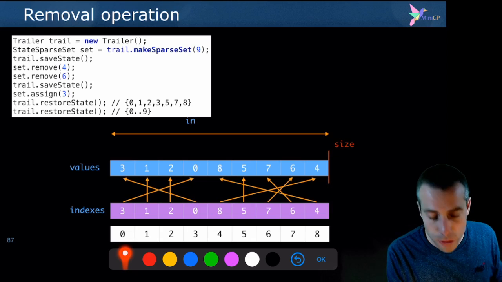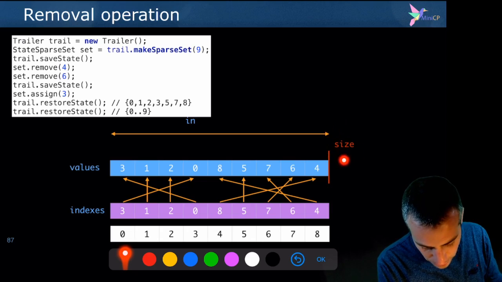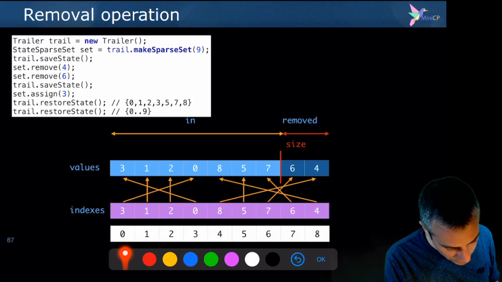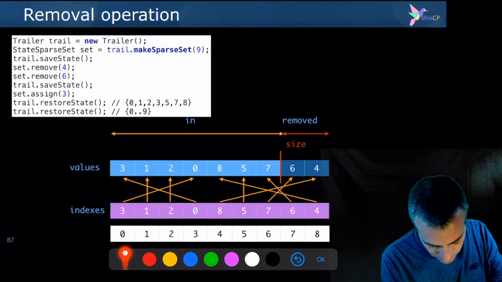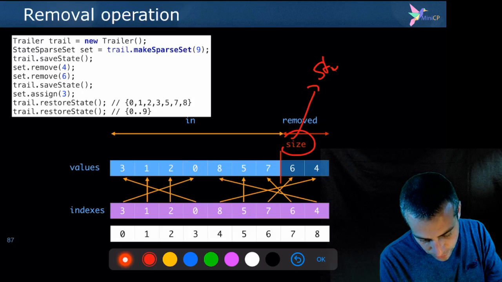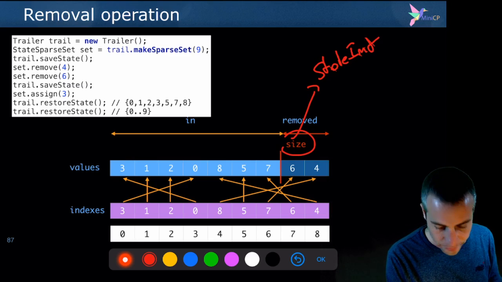And the only thing that we need to change inside the implementation of the sparse set to have this behavior is that this size object will need to be reversible. This will be a state integer. Okay. If you say that this is a state integer, then the magic will happen. Okay, it will be able to restore its state on backtrack, because the state manager will be in charge of restoring the value of the state integer.